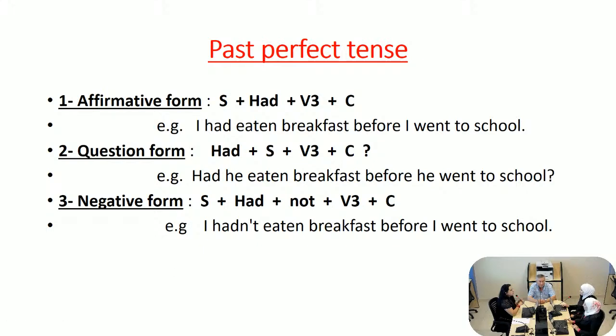And the question form, we start with the auxiliary. Had he eaten breakfast before he went to school? The negative form, like what we did before, we add not to the auxiliary. I hadn't eaten breakfast before I went to school.